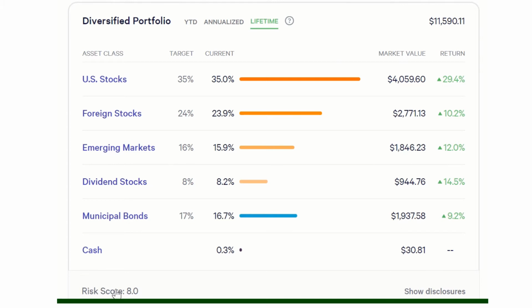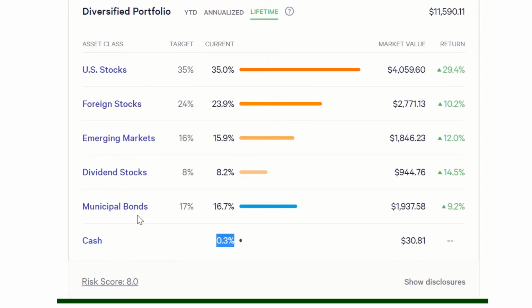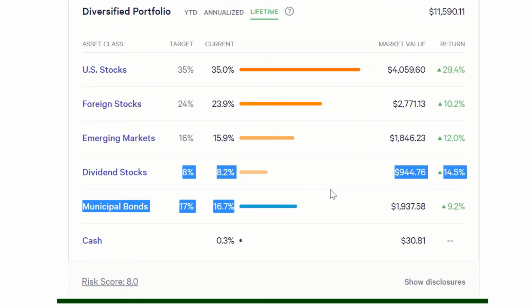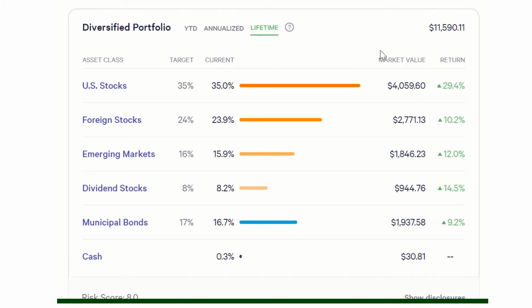You can see where it says the risk score is at 8, and so there's very little cash and very little municipal bonds, although the target is a little bit higher. But the return is pretty substantial, even on municipal bonds, 9%, and then a pretty healthy 30% over here on the U.S. stocks. Pretty amazing, actually.